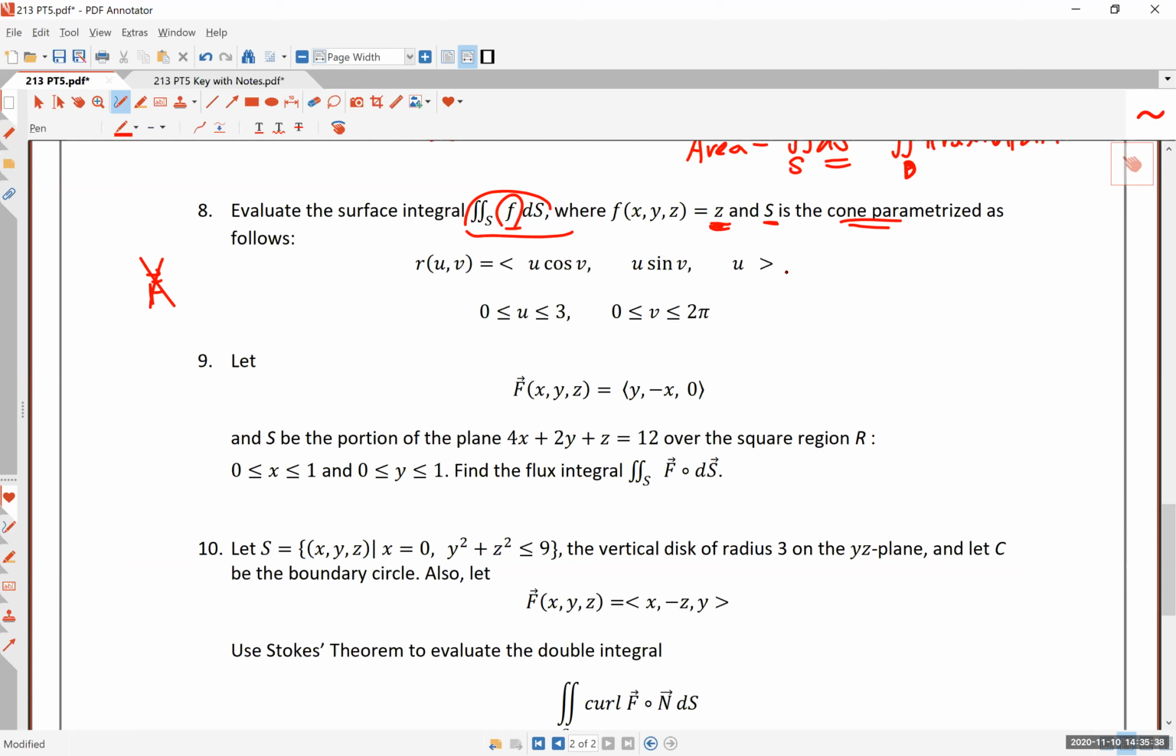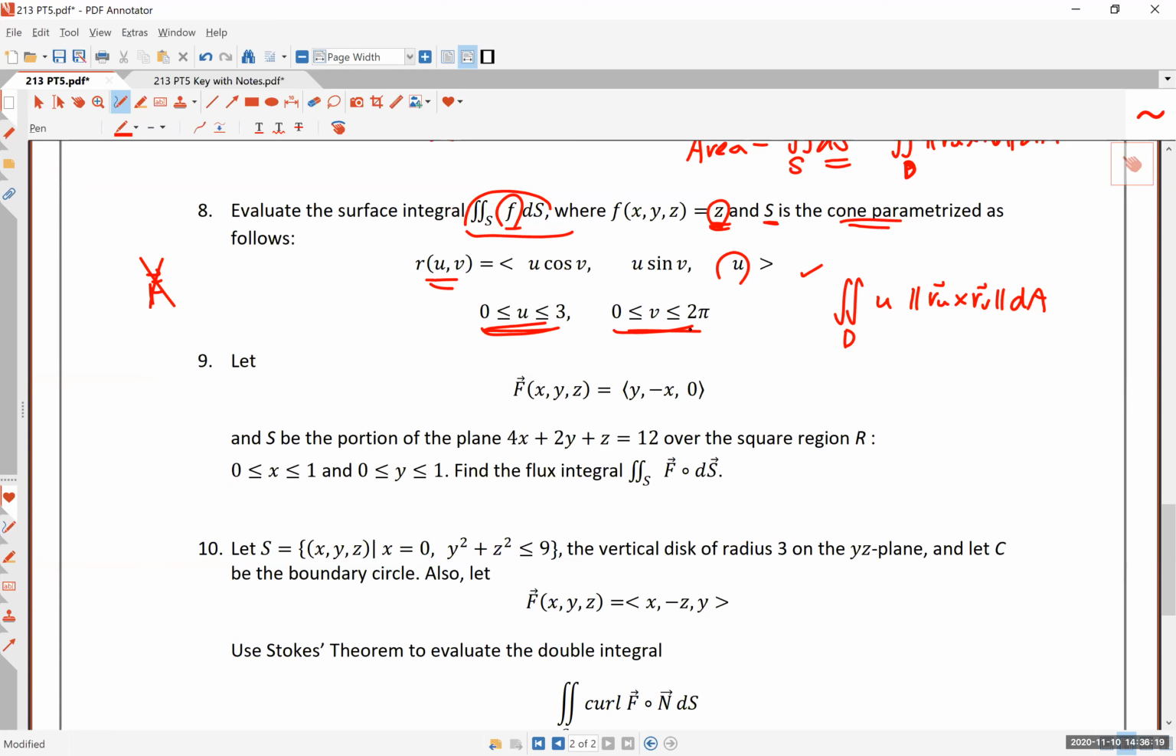Okay, so the parameterization is given, right? And then u goes from 0 to 3, and v goes from 0 to 2 pi. So everything we need is given here. What do you have to do? You have to write f in terms of not x, y, z, but in terms of u and v. But look, z is the last component of this, which is just u. So this will be just u. And then you have to figure out r_u cross r_v, and then you take this dA, and of course the domain D is going to be the rectangular region defined by these u and v values.